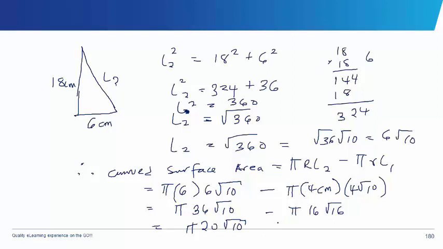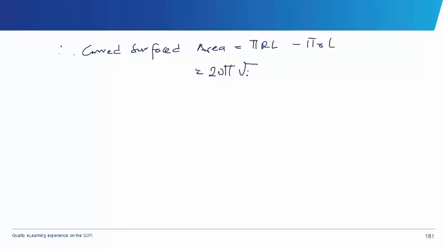So therefore the curved surface area, which is defined as subtracting the small cone from the big cone, which we've done, is equal to 20 pi root 10 centimeters squared.